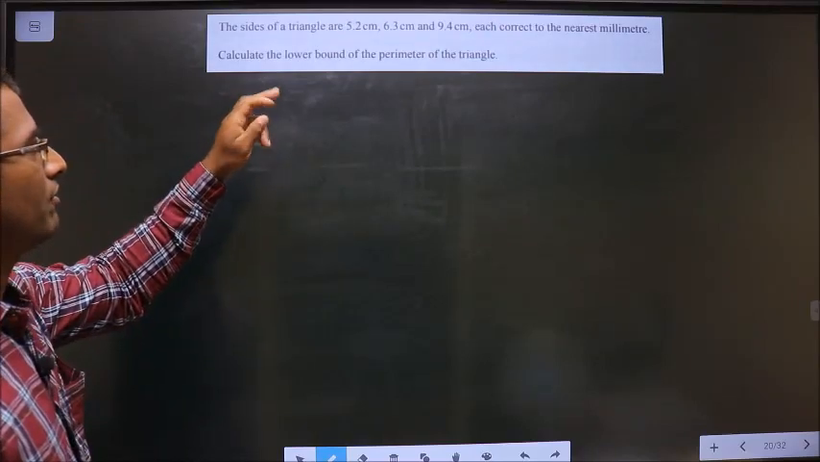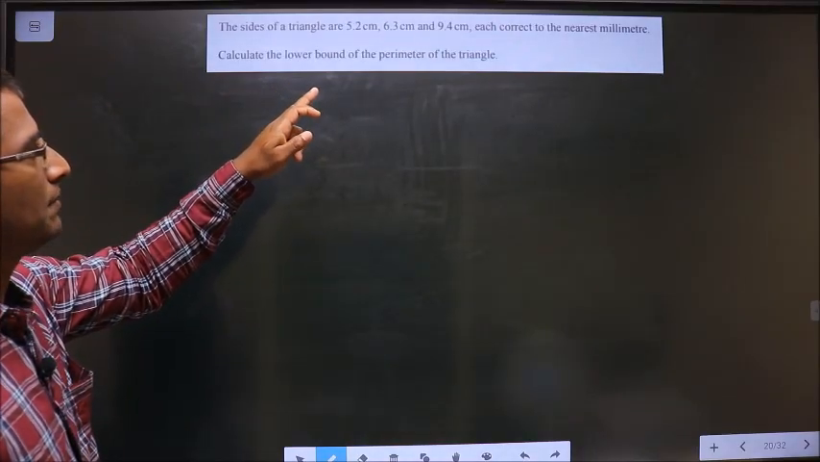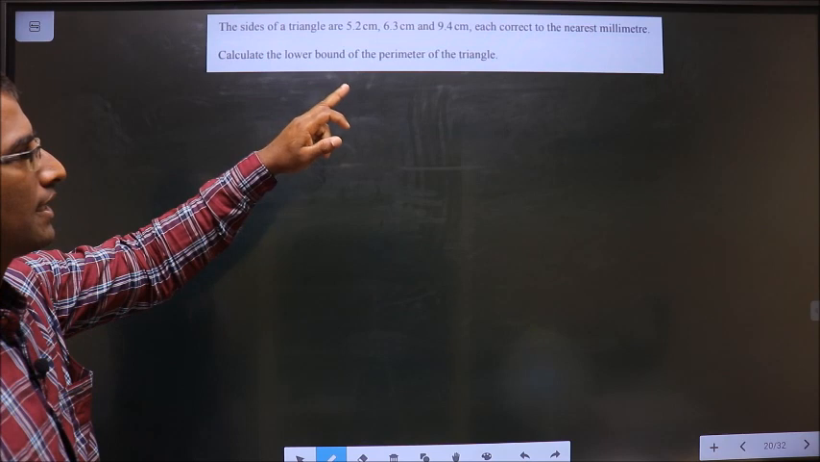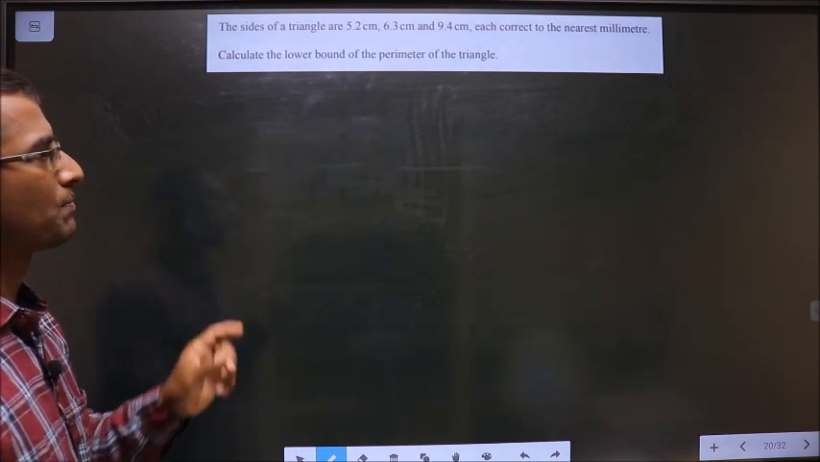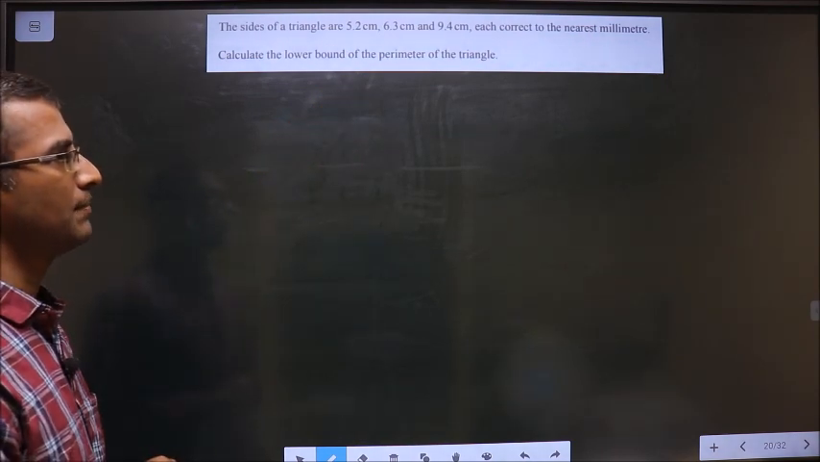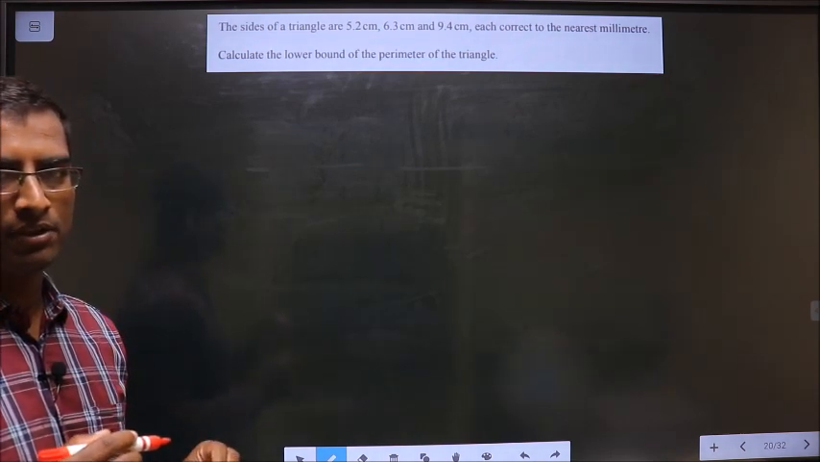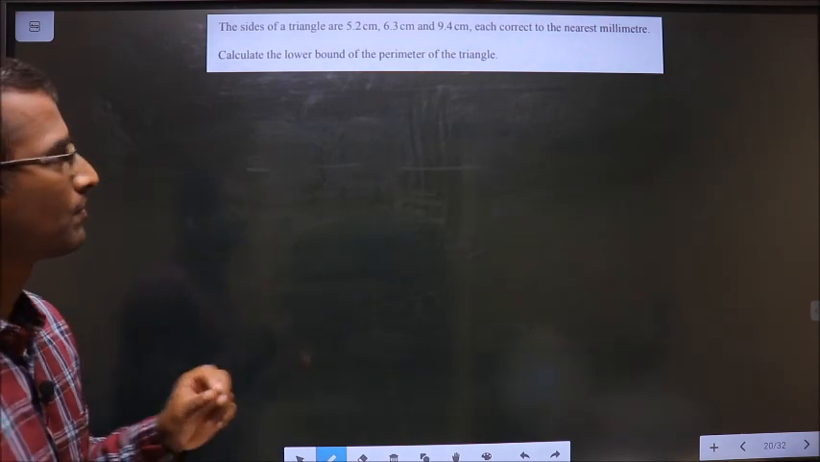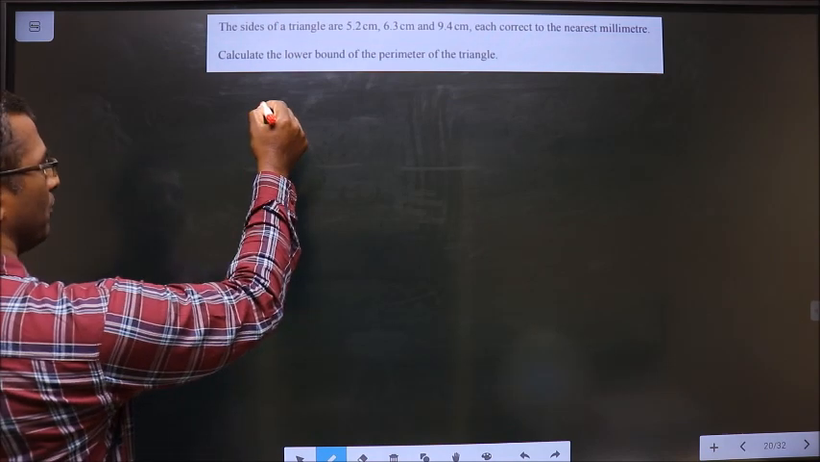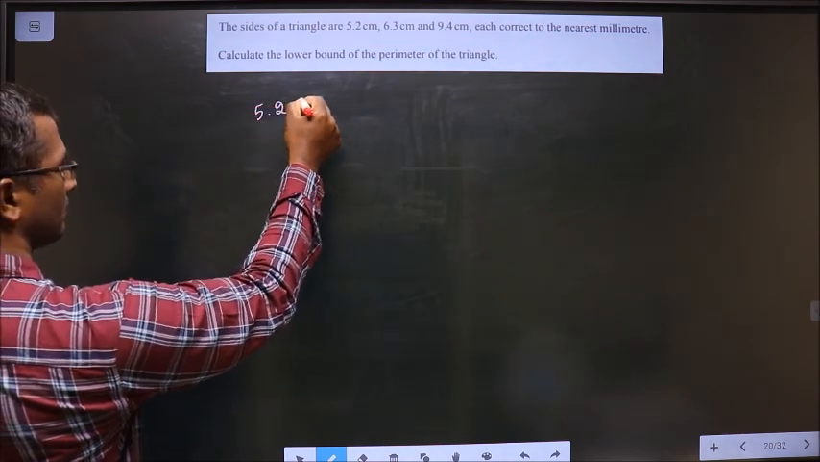The sides of a triangle are 5.2 centimeters, 6.3 centimeters and 9.4 centimeters, each correct to the nearest millimeter. So first let us write lower and upper bound for each of the numbers. So starting with 5.2 centimeters.